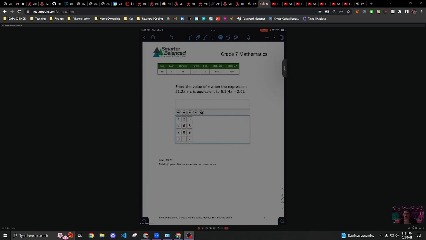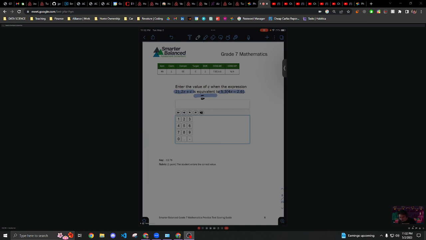All right. Question number 6. It says, enter the value of c when the expression 21.2x plus c is equivalent to 5.3 times 4x minus 2.6. Let me highlight this. To start off with, what does equivalent mean? Hopefully you said equivalent means equal.